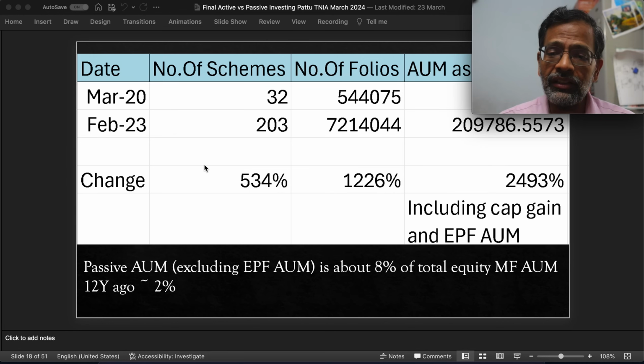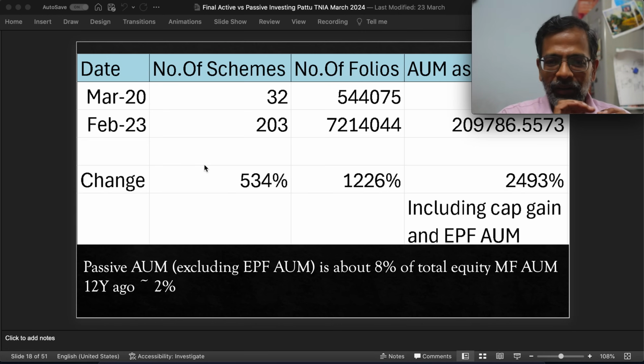If I exclude the EPF AUM, so of course this includes the capital gains and the EPF AUM. The EPF has put a chunk of money in the SBI Nifty 50 and UTI Nifty 50. Unfortunately, I have to include that. That is about 2,493%. But the passive AUM itself is not much, the market share is not that much. I hope I have not messed that up. I kind of got confused. I haven't looked at that slide for a while.